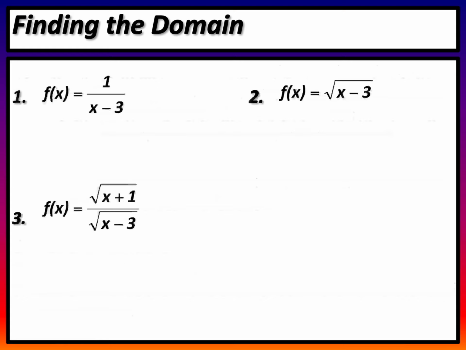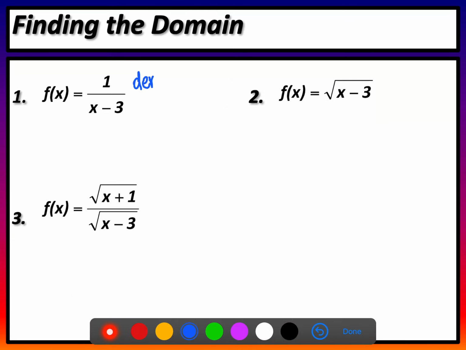So if we look at example number 1, we want to first think to ourselves, what is going to make this undefined? Would there be any values for this function that are undefined? So number 1 is a rational. For rational functions, when the denominator equals 0, that's going to produce an undefined value. So we're going to figure out what value here is undefined. So x minus 3 equals 0. That means we cannot have 3 in our domain.